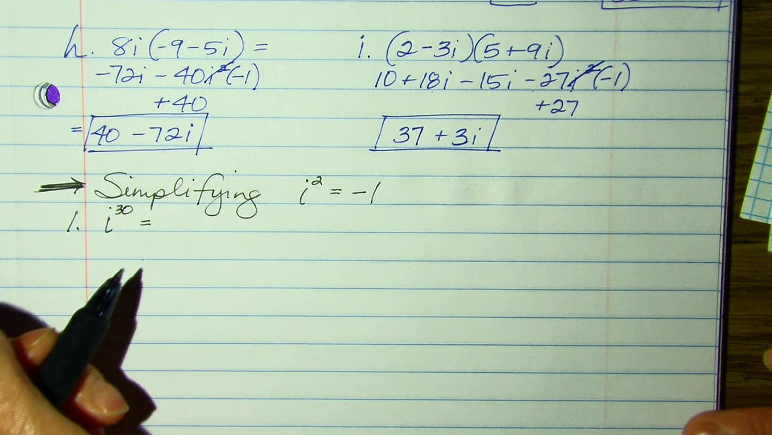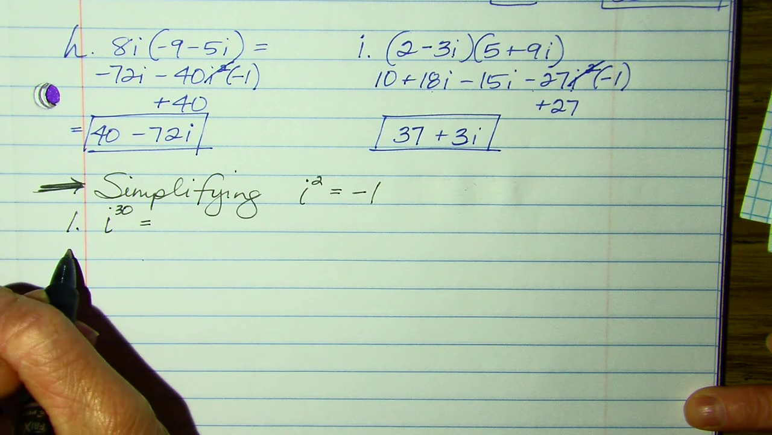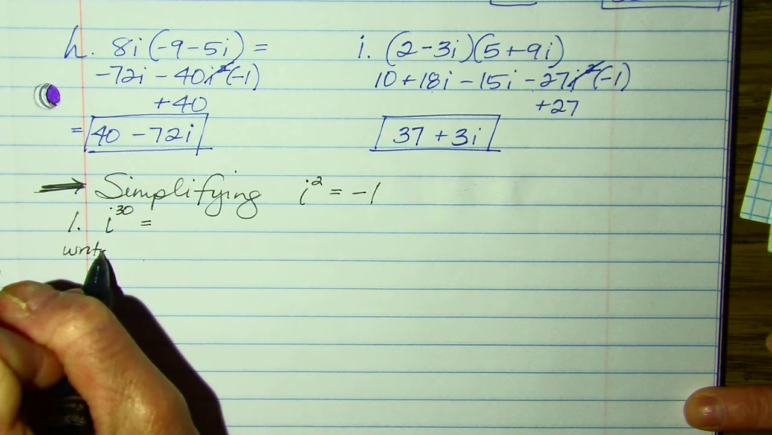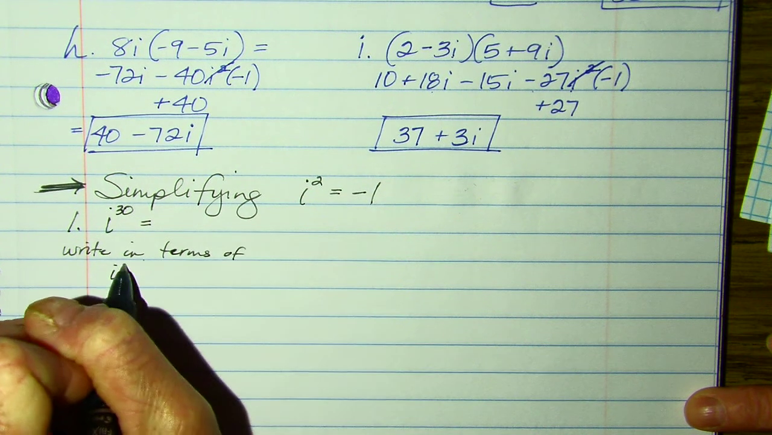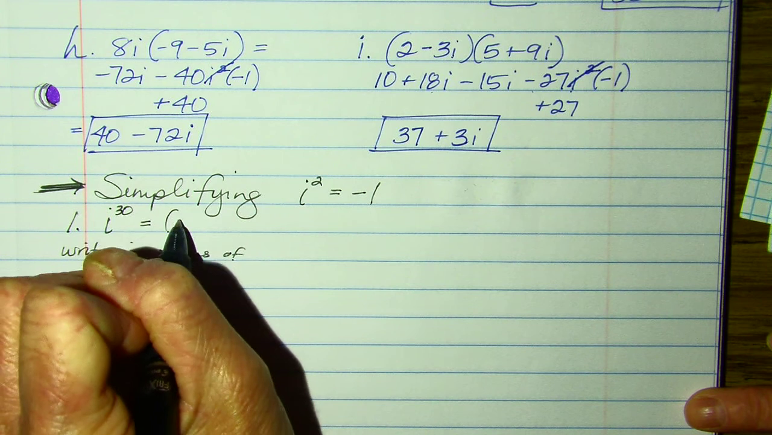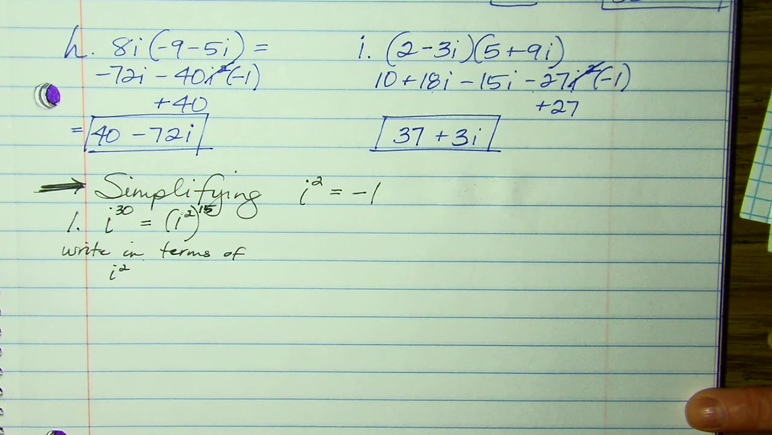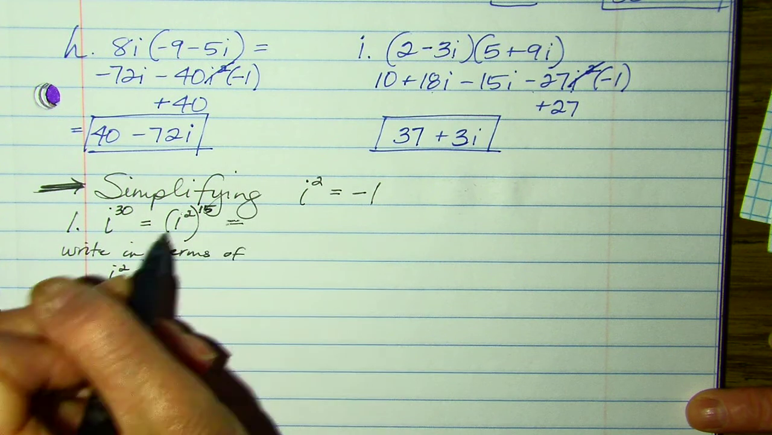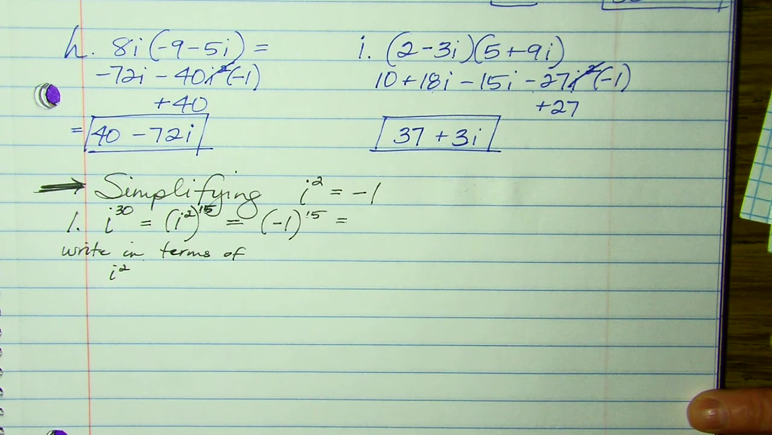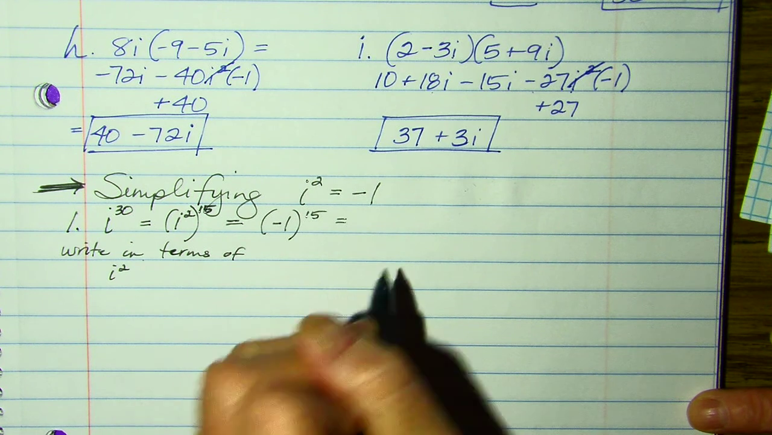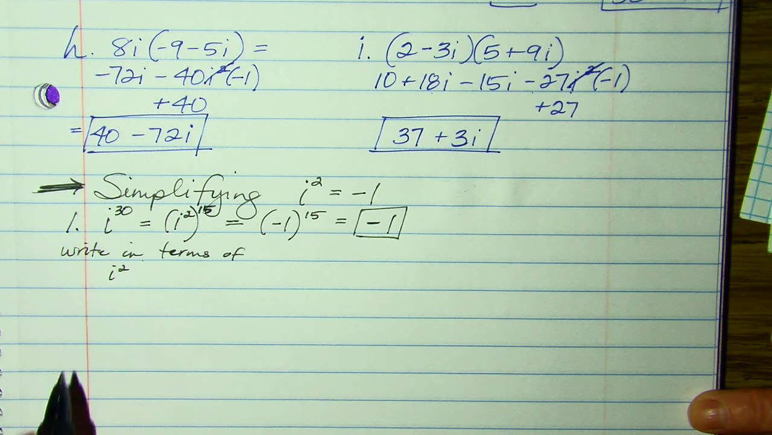i to the 30th is, in order to simplify this, I'm going to write my term in terms of i squared. So i to the 30th would be i squared to the 15th power. There'd be 15 of them, which I know i squared equals negative 1. So negative 1 to the 15th power, if you enter that in your calculator, any odd power will give you the negative answer. So i to the 30th is just negative 1.